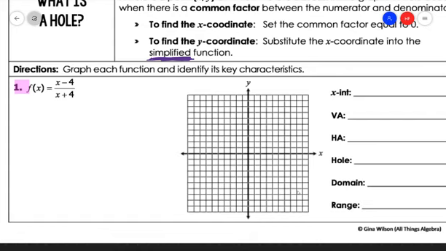First step, once we've checked if it needs to be simplified, is to find our x-intercepts by setting the numerator equal to 0. So for my x-intercept, we'll take the numerator, set it equal to 0, and solve it. So x is equal to positive 4. Remember that my x-intercept is a point, so (4, 0), which we can go ahead and put on the graph.